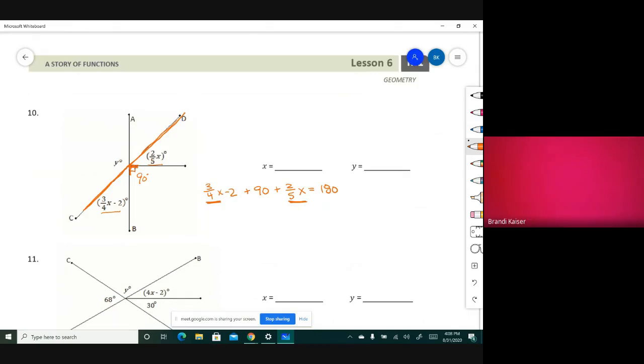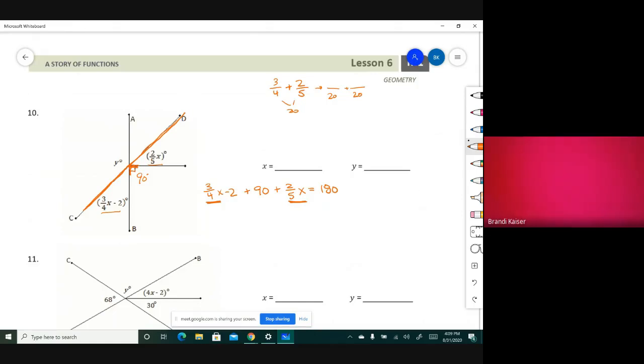So let's try to add those together. I'm going to do this kind of up here. 3/4 plus 2/5. In order to add fractions, remember you need a common denominator. So you're trying to think of something that both 4 and 5 go into. 4 and 5 both go into 20, so that's going to be our common denominator.